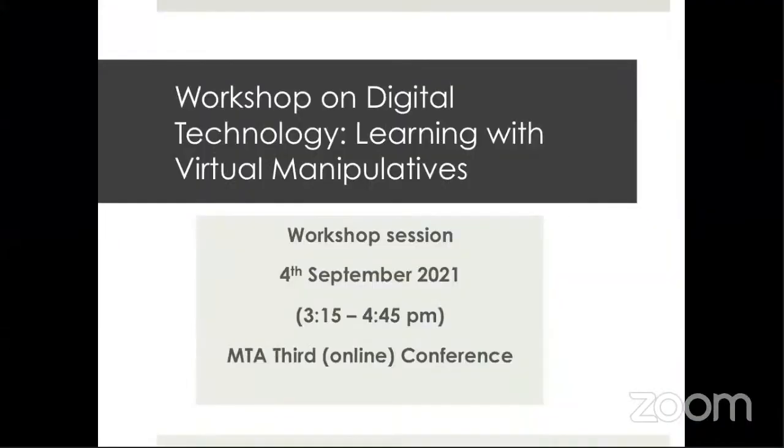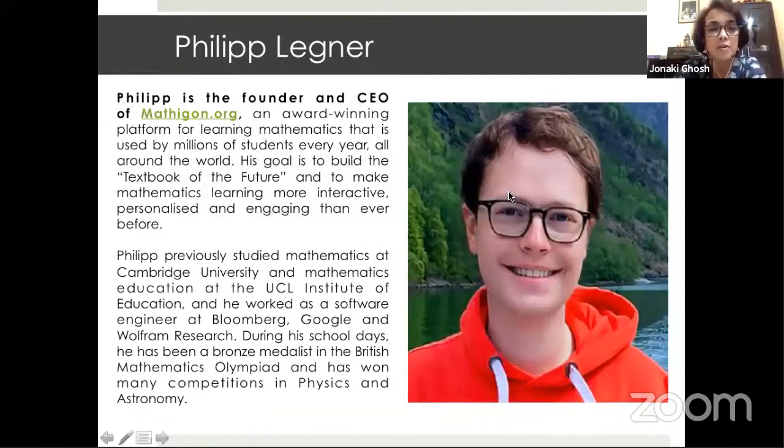Yes. So Philip is the founder and CEO of Mathigon.org, an award-winning platform for learning mathematics that is used by millions of students every year, all the year round. His goal is to build the textbook of the future and to make mathematics learning more interactive, personalized, and engaging than ever before. Philip has studied mathematics at the Cambridge University and mathematics education at the UCL Institute of Education. He has worked as a software engineer at Bloomberg, Google, and Wolfram Research. And may I also mention that during his school days, he was a bronze medalist in the British Mathematics Olympiad and has won many accolades in various physics and astronomy competitions. It is really a pleasure to have you, Philip, and I'm really grateful that you could take out time to conduct this session in this conference.